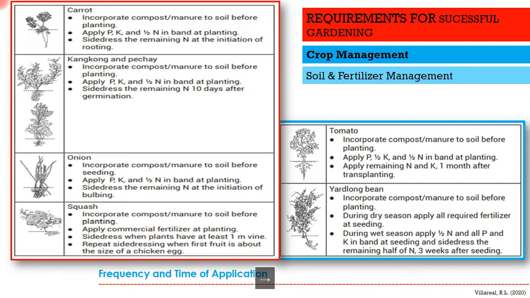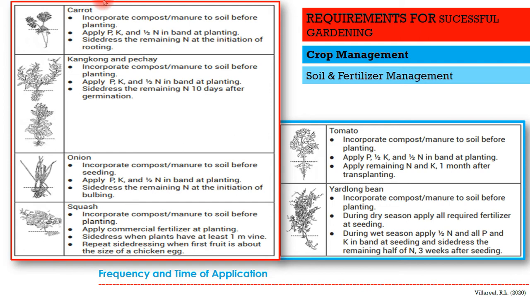So for example, for carrot, for the frequency and time of application: incorporate compost and manure into the soil before planting. Apply PK and 1/2 N in band at planting. Side dress also the remaining N at the initiation of rooting. So that's an example of the frequency and timing of application of our fertilizer.